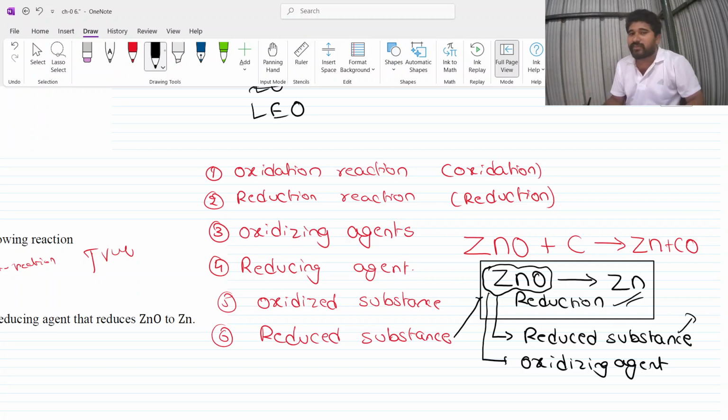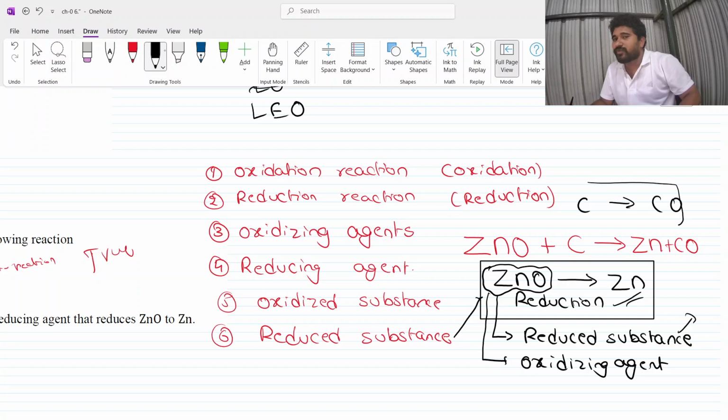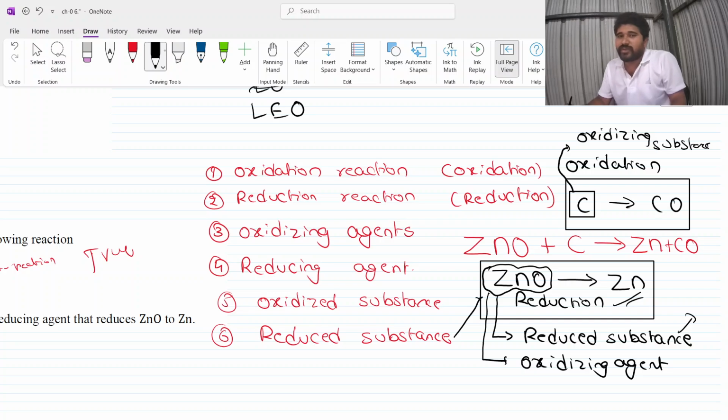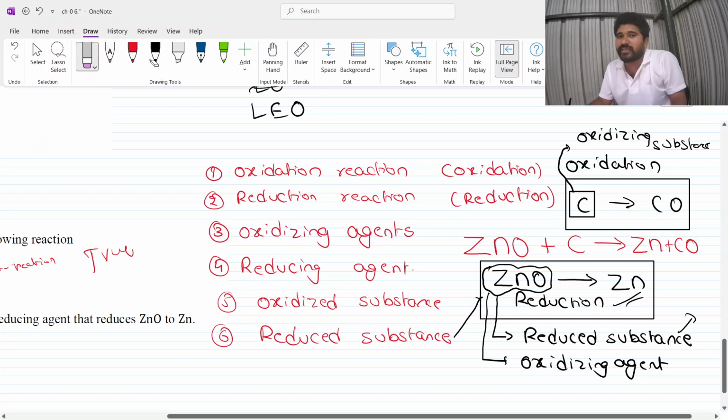Now, what is the other equation in this? C becoming CO. What type of reaction is this? Oxidation reaction, or just oxidation, I can say. What happened to C? It is the oxidized substance. Okay, that's very good. Someone said it correctly. It is the oxidized substance. Understand?